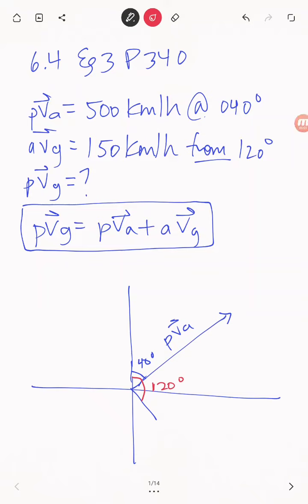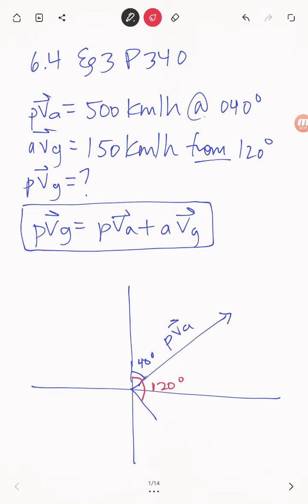Hey guys, I'm looking at example 3 on page 340 in your textbook from section 6.4. I want us to go through this example carefully, even though the solution is in your textbook, because there's a lot of new terminology that I want to make sure you really understand. So first of all, you should stop this video for a minute and review the definitions at the top of page 340 of heading, ground velocity, and air velocity that apply to this question, because I'm going to refer to them as I go.